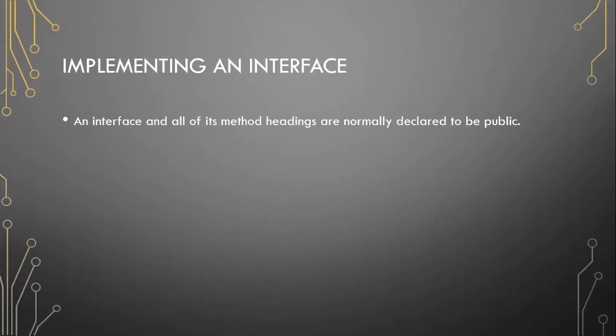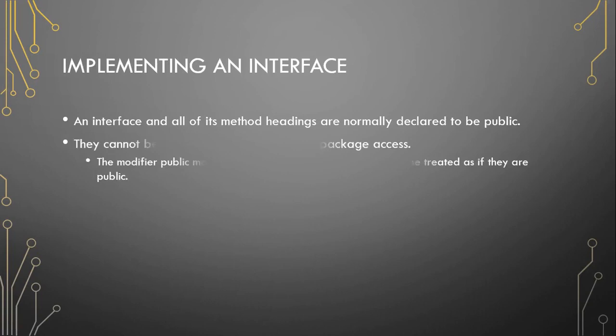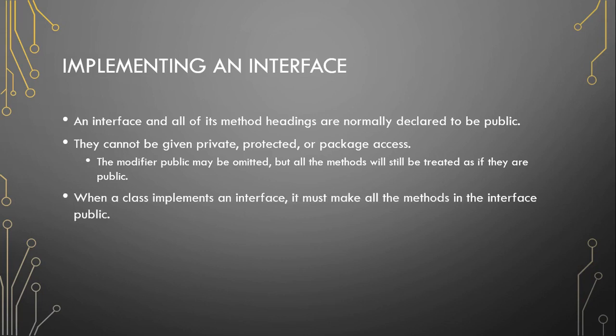All right, and now an interface and all its method headings are normally declared to be public, because you want them to be able to be accessed. They cannot be given private, protected, or package access. Now the modifier public may be omitted, but all the methods will still be treated as if they are public. When a class implements an interface, it must make all the methods in the interface public.